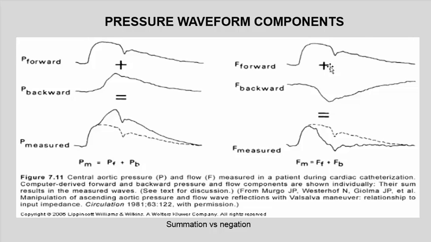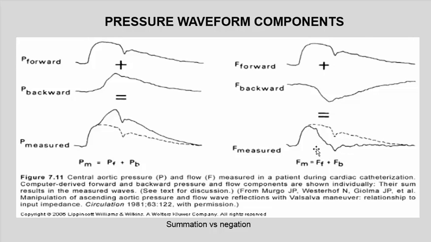This time, though, instead of summating, they tend to negate each other, so that the top waveform flow, by the time you summate, meaning you subtract this waveform, you get a different trace. So measured flow is, once again, the summation of the forward flow and the reflected flow. But in this case, the summation results in a subtraction effect. Important to be aware of those two components.